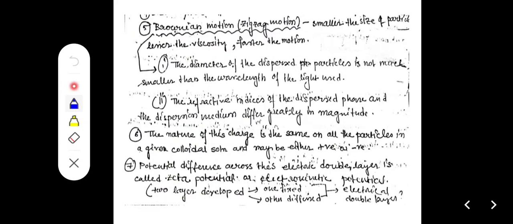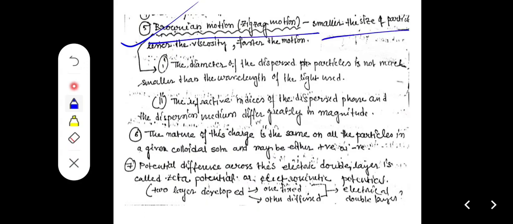The color of the colloidal particles also depends on the manner in which the observer receives light, because the light is scattered. So by this way we can see the color of the colloid solution depends upon which type of light is scattered, and the light the observer receives. Colloids scatter light obviously, and show the Tyndall effect. Now we go to Brownian motion, which is called zigzag motion.